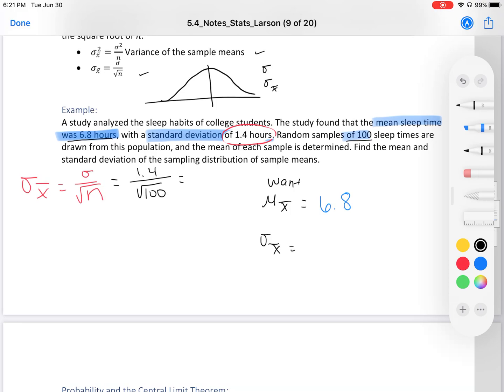We punch this in our calculator. Square root of 100 is 10. And we get 0.14. So therefore, our answer would be 0.14. We have answered our question.